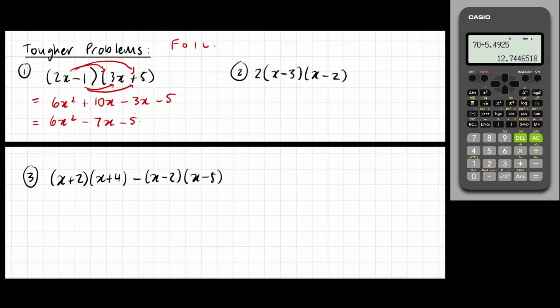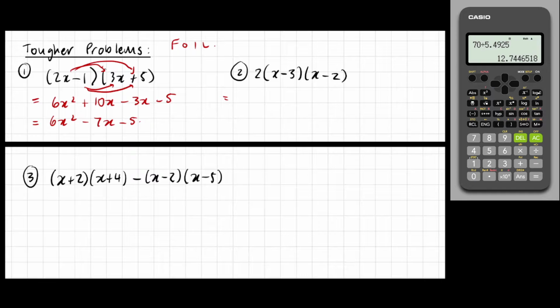Okay, so that one's not so much trickier than what we've done already. The trickier ones are going to start now. That one was just getting us a little bit warmed up, ready to start these next ones. So let's have a look at this next one. We've got 2 lots of x minus 3 and x minus 2.